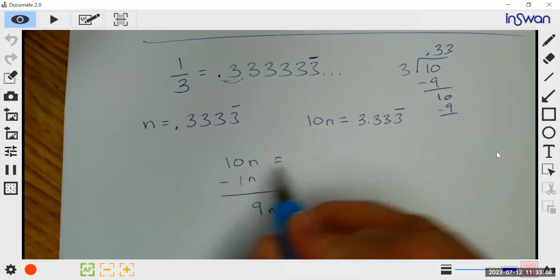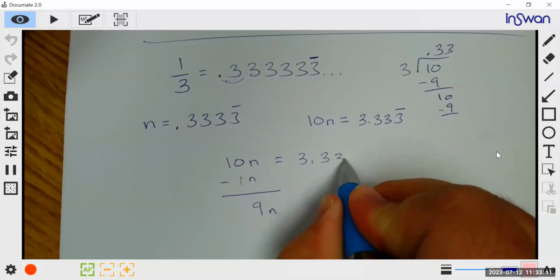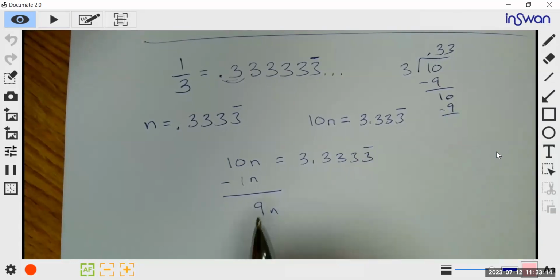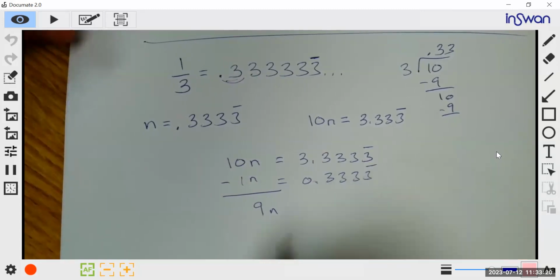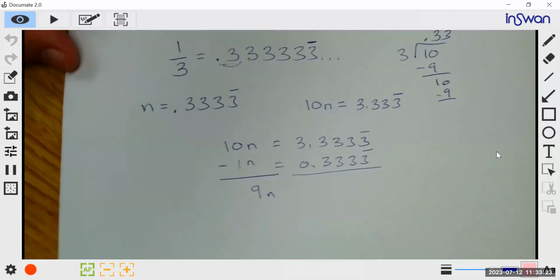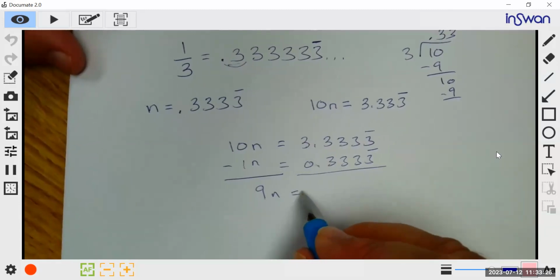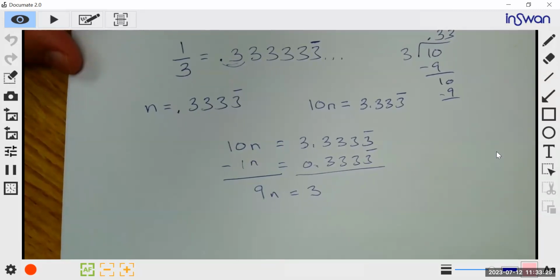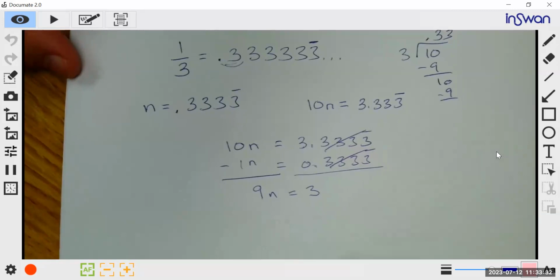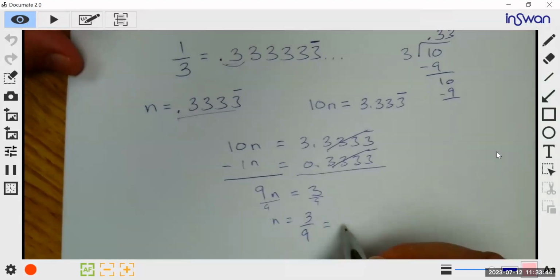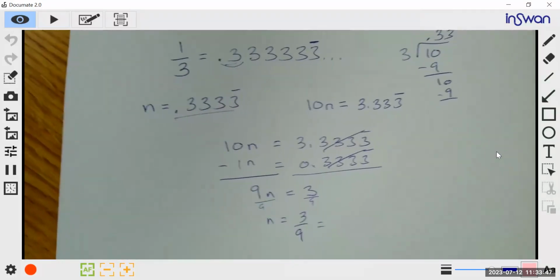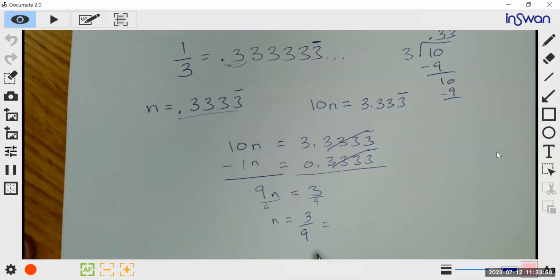Let's see this. So 10n is 3.333 forever, minus 0.3333 forever. If I subtract those, what do I get? 3. Because these cancel. So n is 3 over 9, because I divide both sides by 9. And so that equals 0.33. So how do we do this now in percent? This is how we convert infinite decimals into numbers.